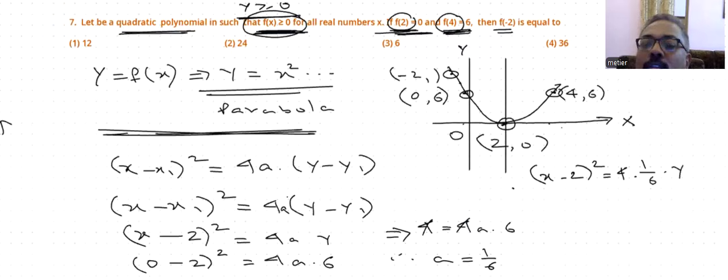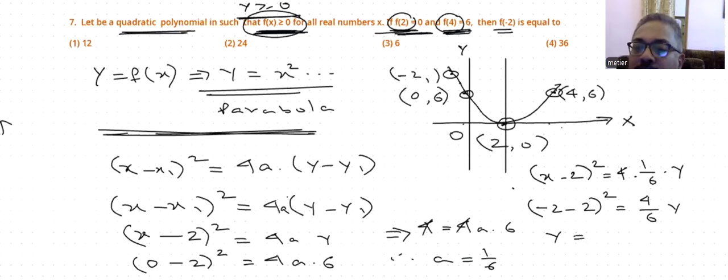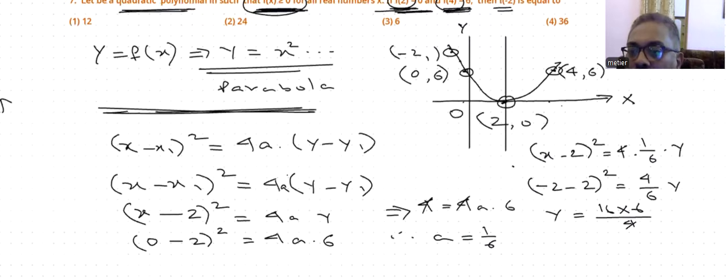Now you need the value of y when x is equal to minus 2. Put it here. Minus 2 minus 2. It is 4 by 6. Keep it as it is. No requirement. So y is coming as (minus 2 minus 2) whole square, 16, into 6 by 4. 4 will be cancelled out. So the answer is 24.